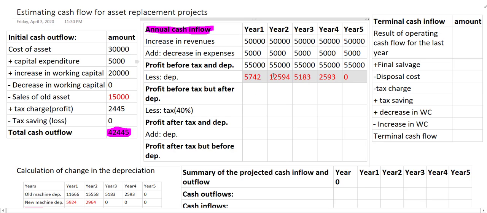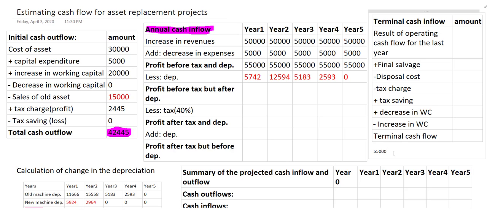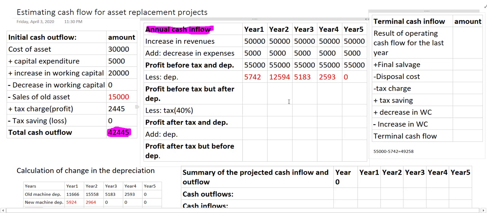Next, from all of this, minus this one. How to calculate it? Let us adjust it here itself, right? From 55,000 minus the amount of 57.42. I will calculate for one; for the next, you can do it, right? How much is the remaining amount? The remaining amount is 49,258. So in this way, you can calculate for the rest of the years as well, right?